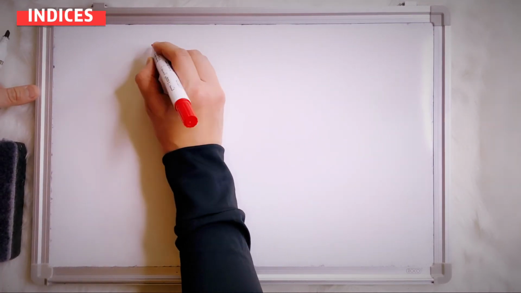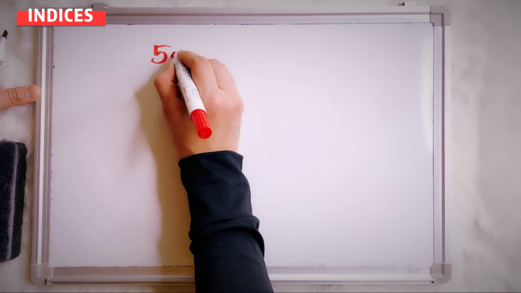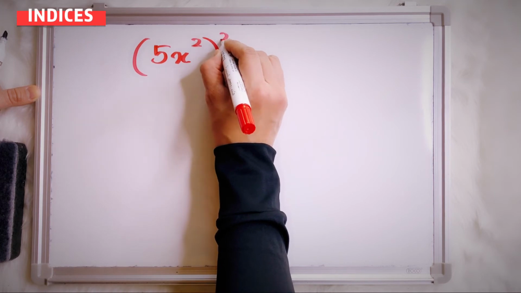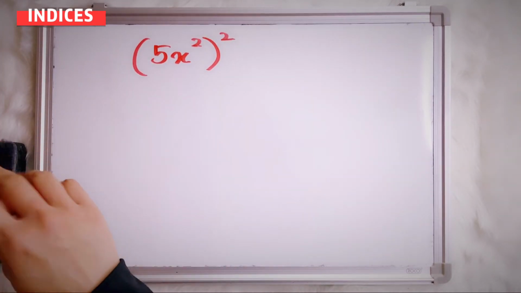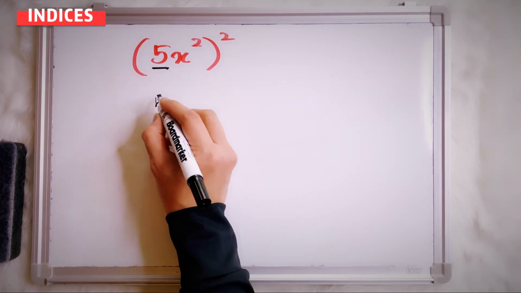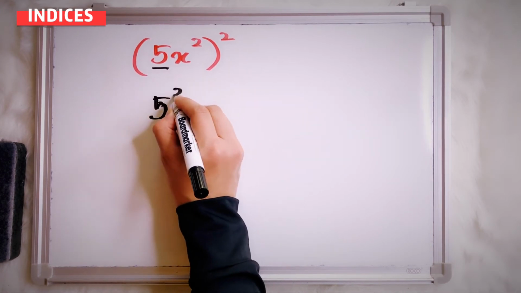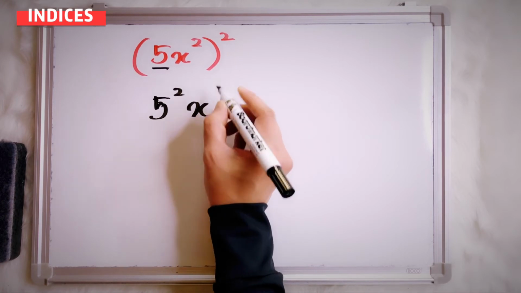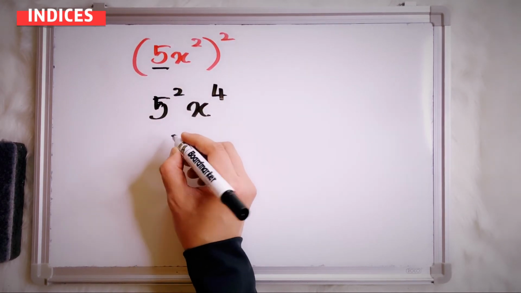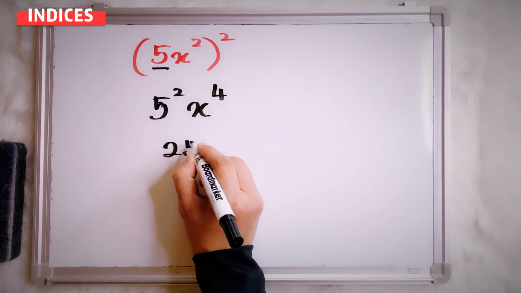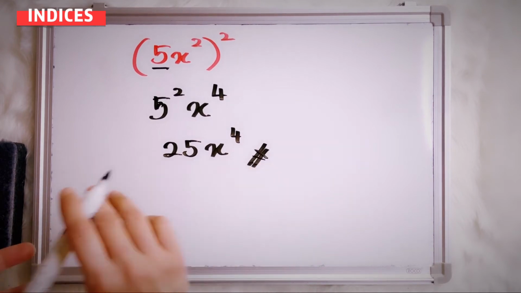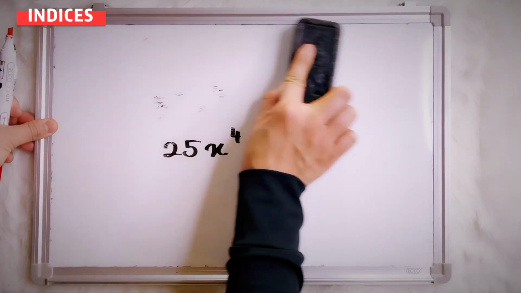How about if I give you 5x power of 2? First the number: 5 power of 2, and then you focus on x. So 2 times 2 is a 4, right? So 5 squared, that means 25. 5x power of 4. Okay? Alright.